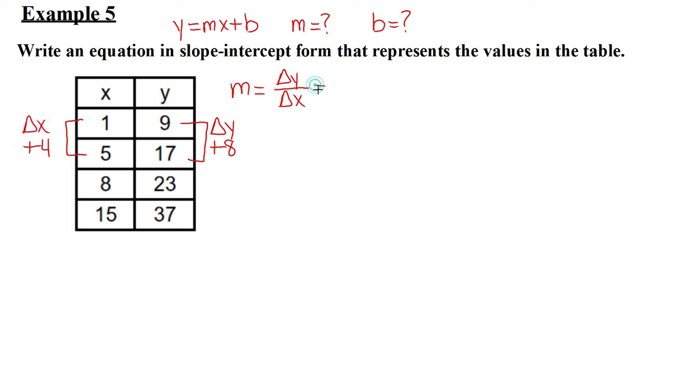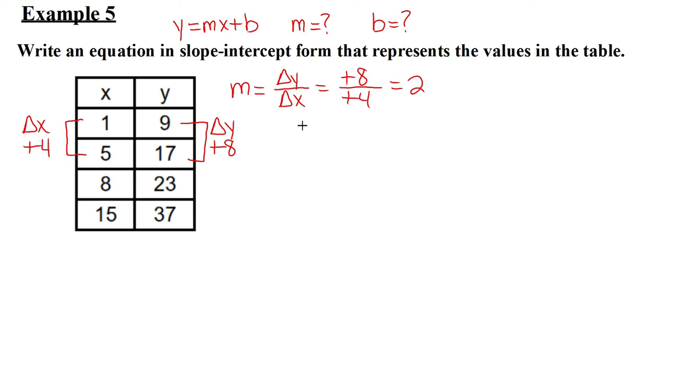Now, my change in y over my change in x. The change in y is going to be a positive 8. The change in x was a positive 4. So that means that we're going to take 8 divided by 4, and we're going to get a slope of 2. So we've already found our slope.